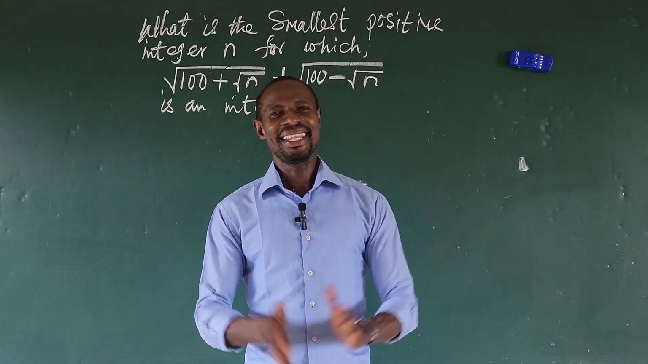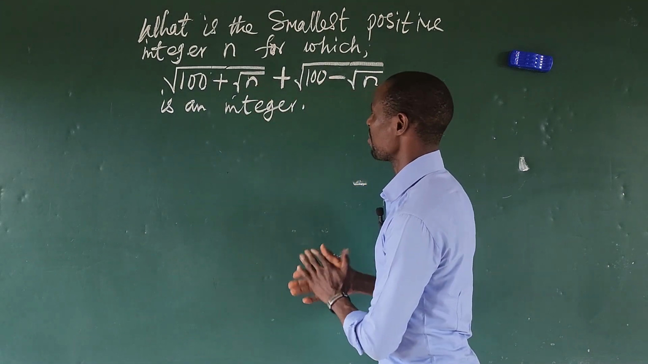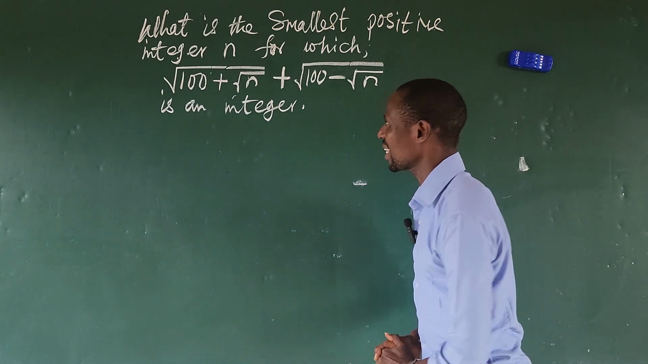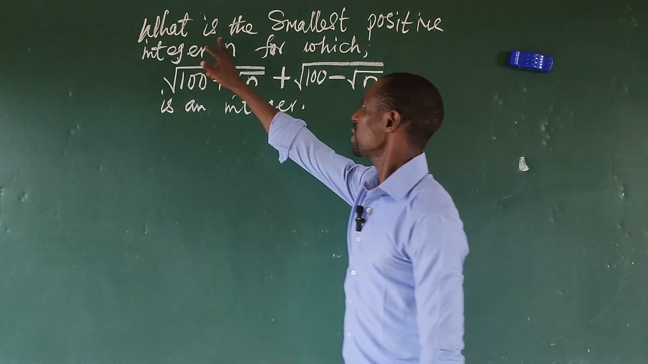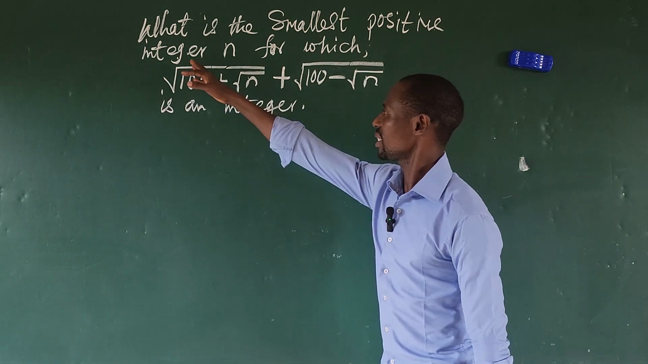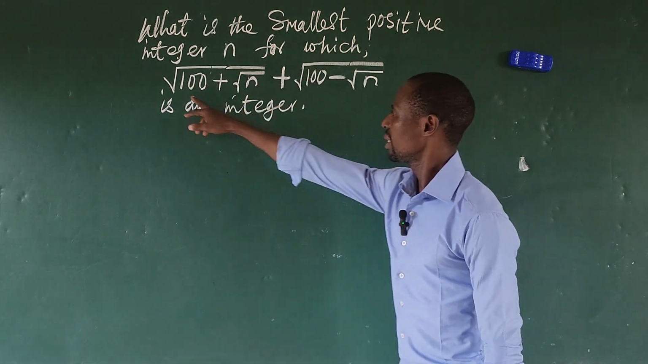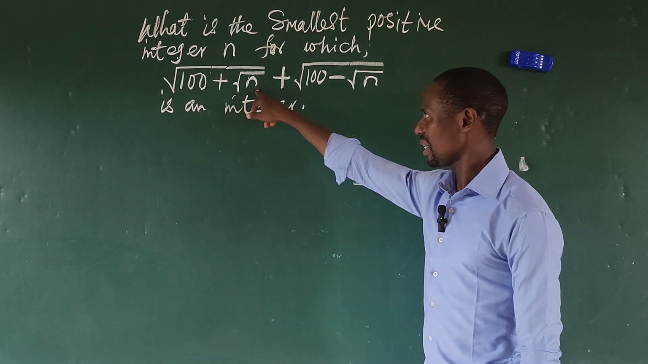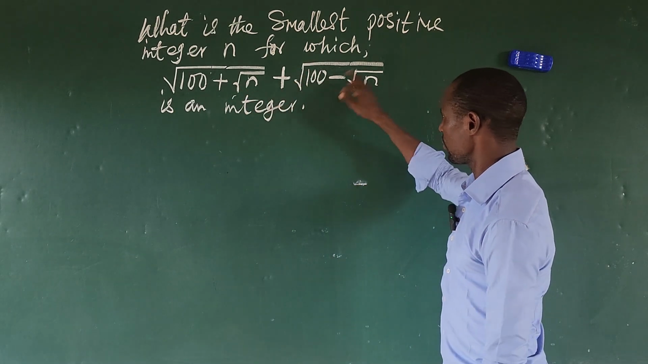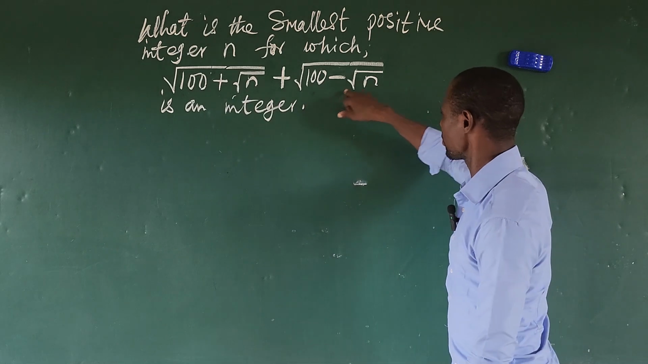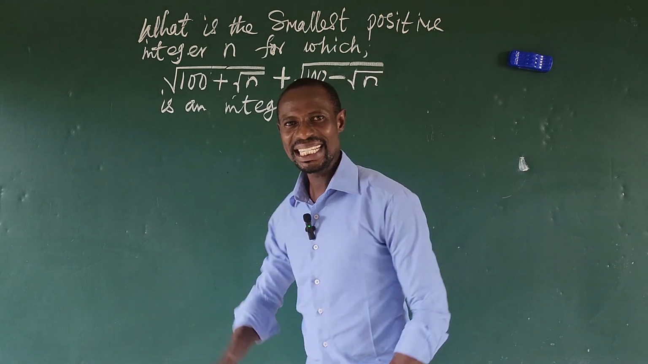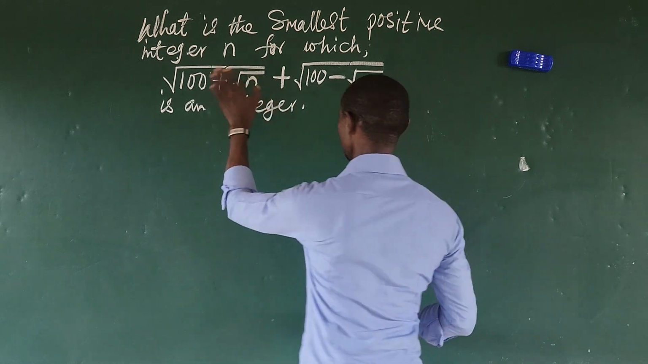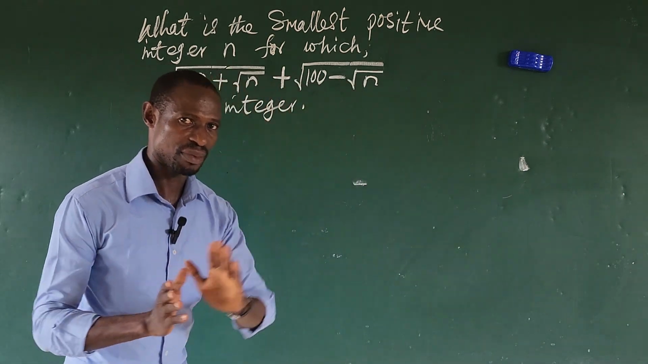Hi, let's look at this math Olympiad challenge before us here. Although it's simple, it's not as simple as you may think. The question reads: what is the smallest positive integer n for which the square root of 100 plus the square root of n, plus the square root of 100 minus the square root of n, is an integer? So we have to solve for the value of n, with which we're going to have this to be an integer, the smallest value of it.